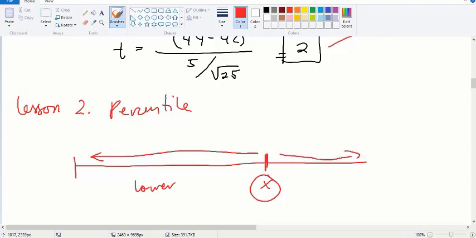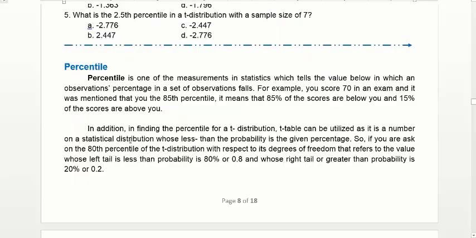And the one here is higher, of course, than that percentile, in percent or in percentage form. Okay? So, that is percentile. So, in addition to finding a percentile for a t-distribution, the t-table can be utilized as it is a number on a statistical distribution whose less than probability is given as a percentage.